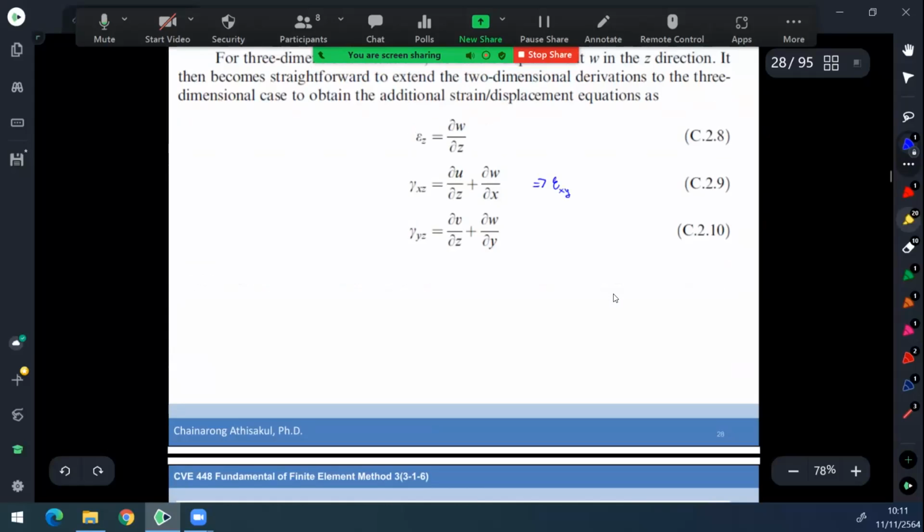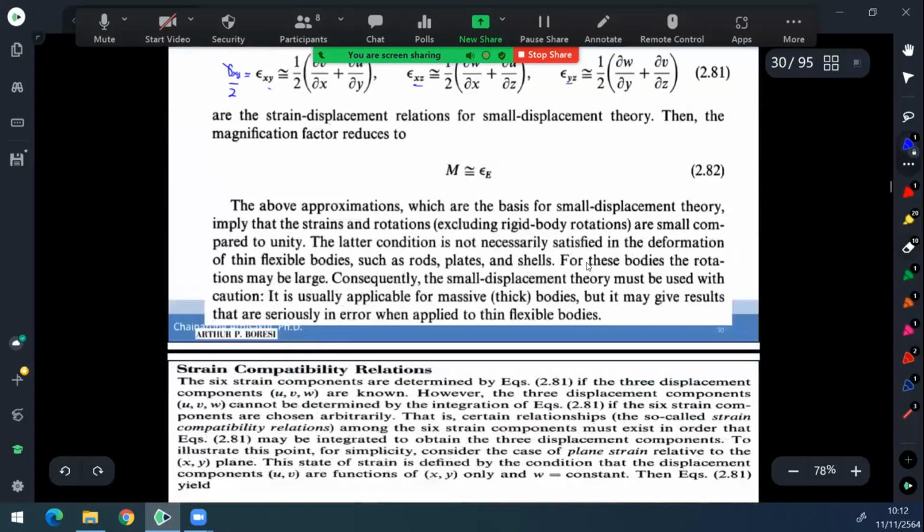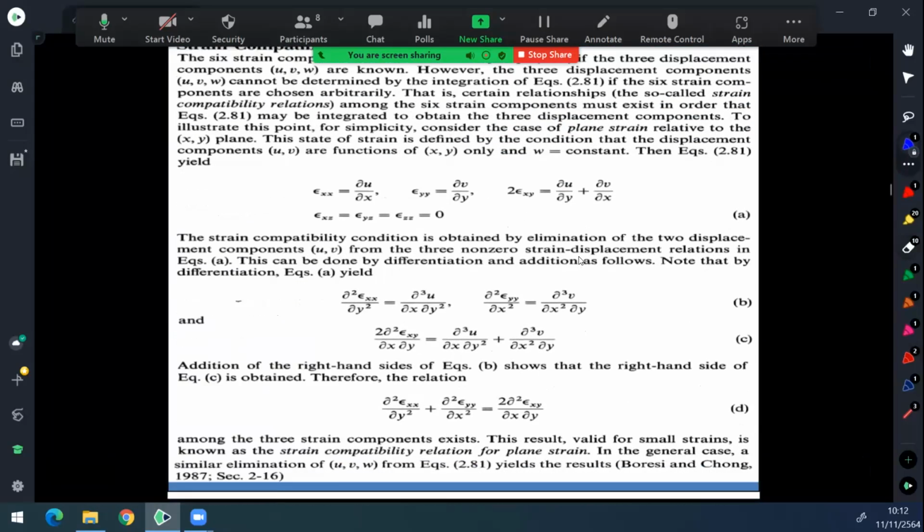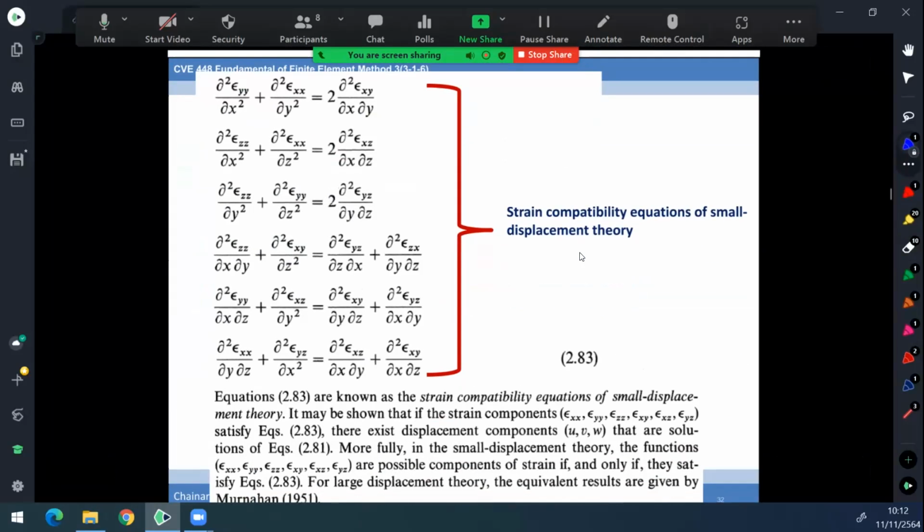Gamma xz is equal to partial u by partial z plus partial w by partial x. But if we write in strain tensor, it's epsilon xz, sorry, it's gamma xz, right? It should be epsilon xz. Epsilon xz becomes gamma xz over 2. This becomes partial u by partial z plus partial w by partial x, over 2. And these are the strain compatibility conditions for the three-dimensional problem. For a three-dimensional problem, we have to satisfy all of these. There are 6 equations. But for the plane problem, we have to satisfy just 1 equation.